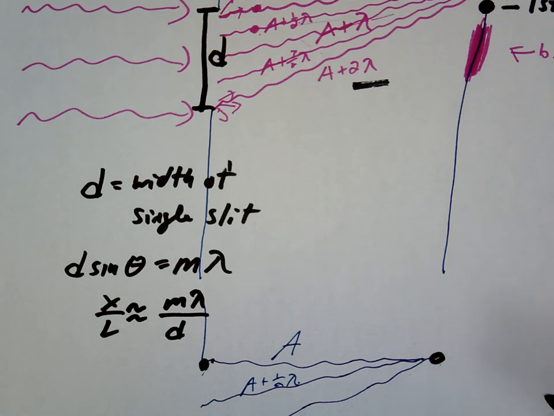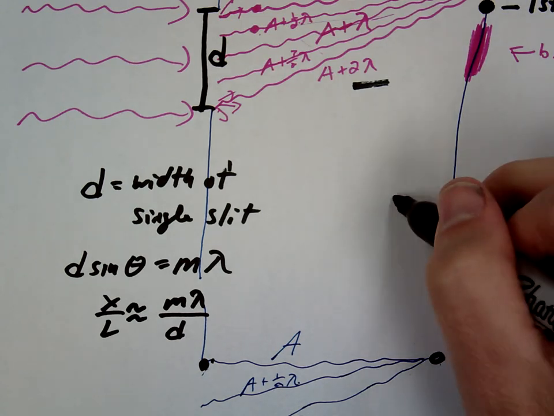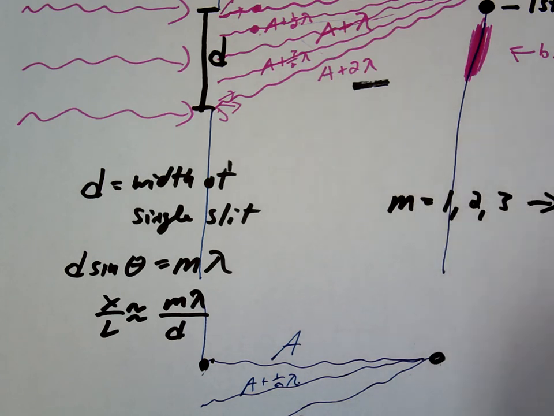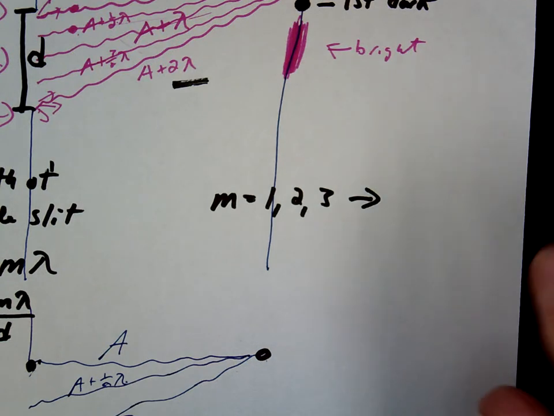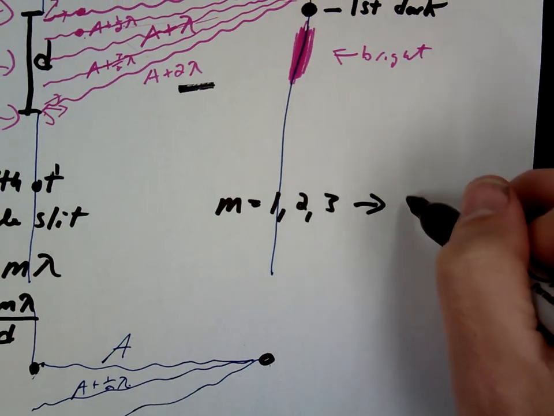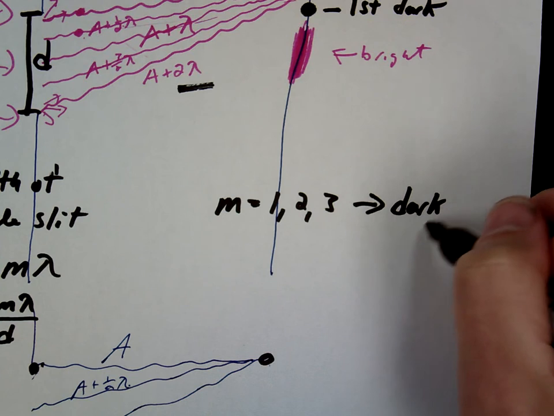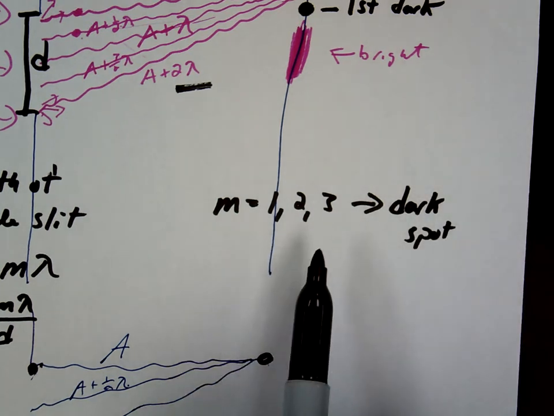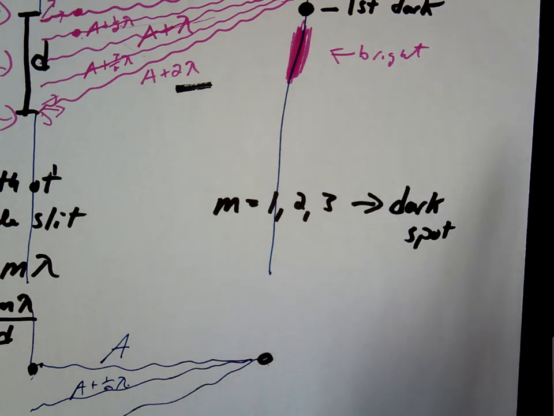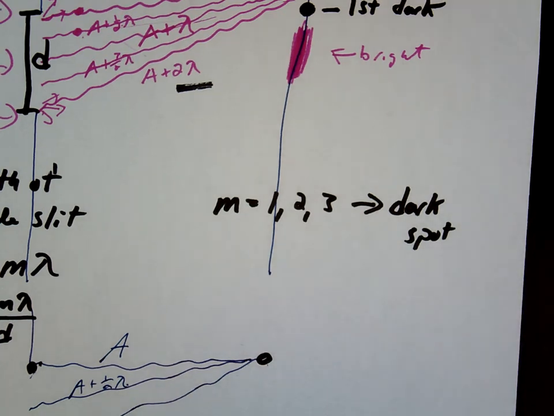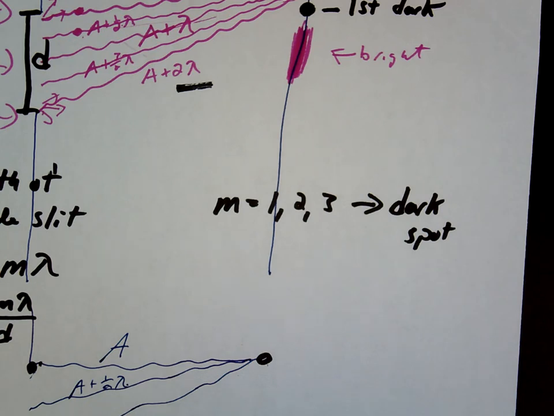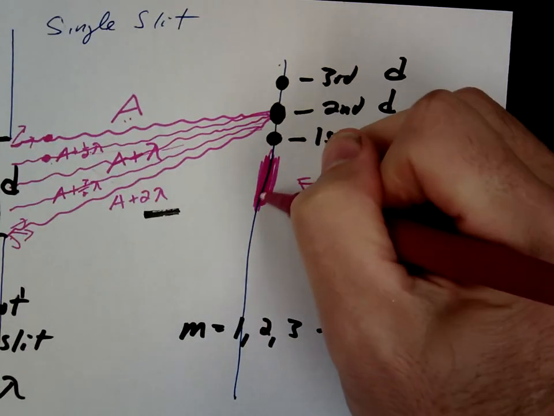I do want you to notice the m is different. For m equals 1, 2, 3, what does that tell us? That tells us the dark spots. So for a path difference of 1 lambda, 2 lambda, 3 lambda, that's going to produce a dark spot. So let's see what happens for our bright spots. Notice this is my first bright spot right here. Where does the first bright spot end?